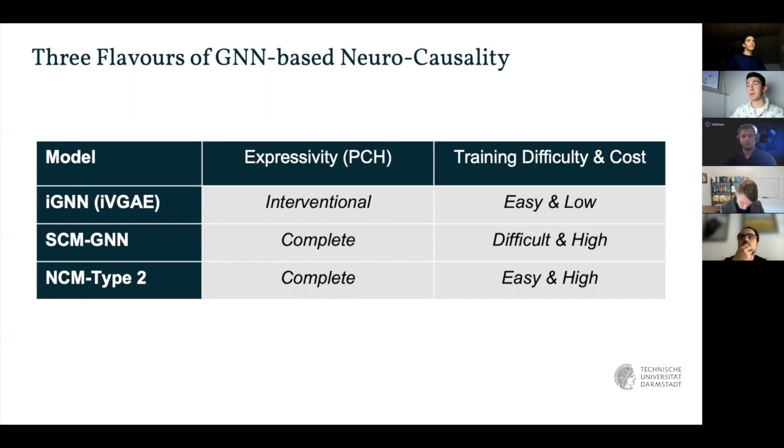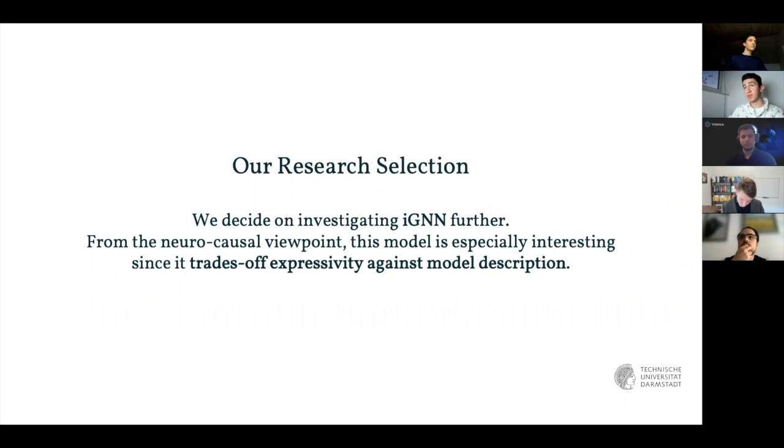So our research selection was actually going with the IGNN because this is a reading group on GNNs and we want to give a talk here. So obviously we're going to go in this direction. No, I'm just joking.